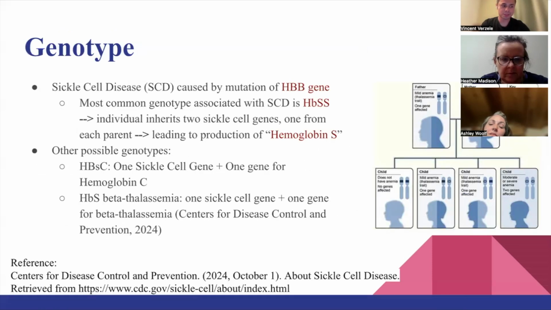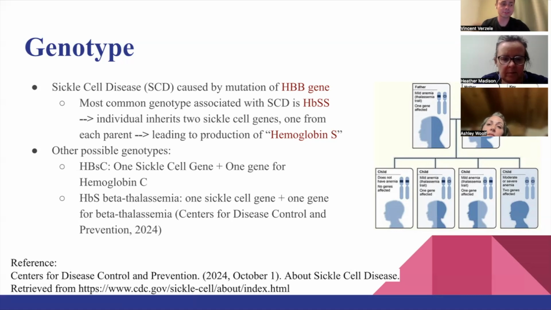So for the genotype, the most commonly formed is SCD, which is the mutation of the HBB gene. Individuals who inherit two sickle cell trait genes, one from each parent, will have an exclusive production of hemoglobin S. The impact of this is that the hemoglobin clumps together under low oxygen conditions, which causes the red blood cells to sickle. And it will show the more observable clinical symptoms and complications of sickle cell disease.